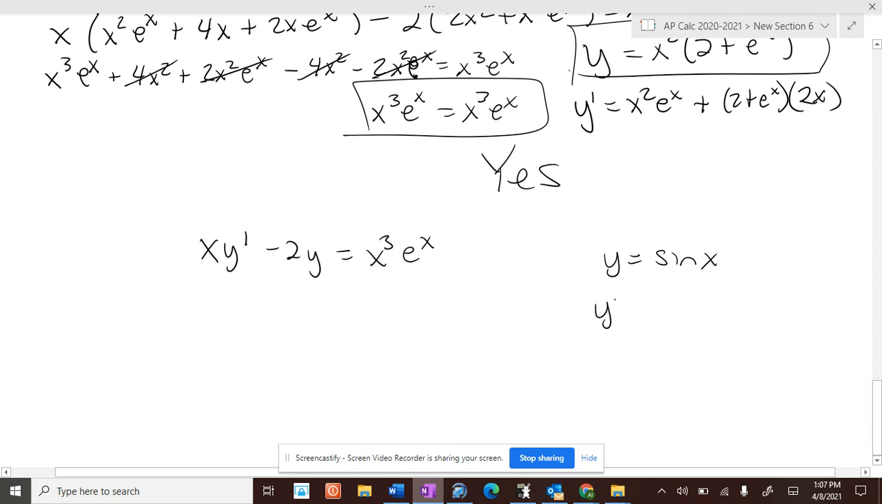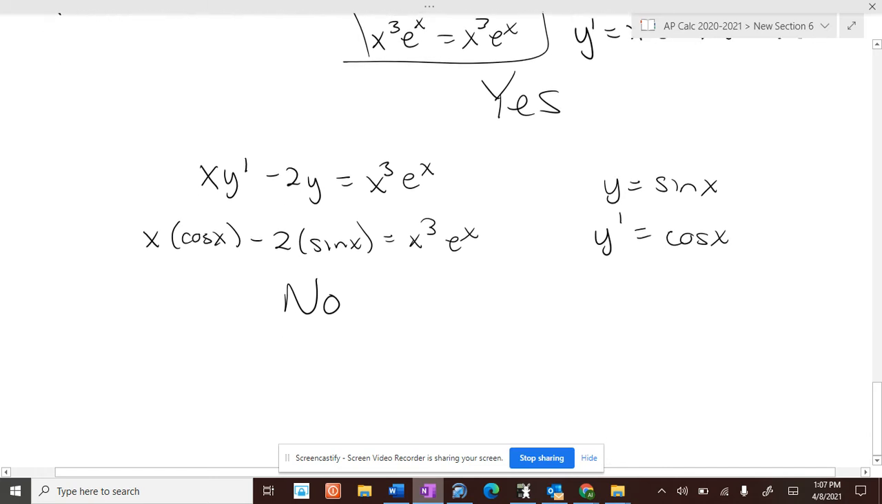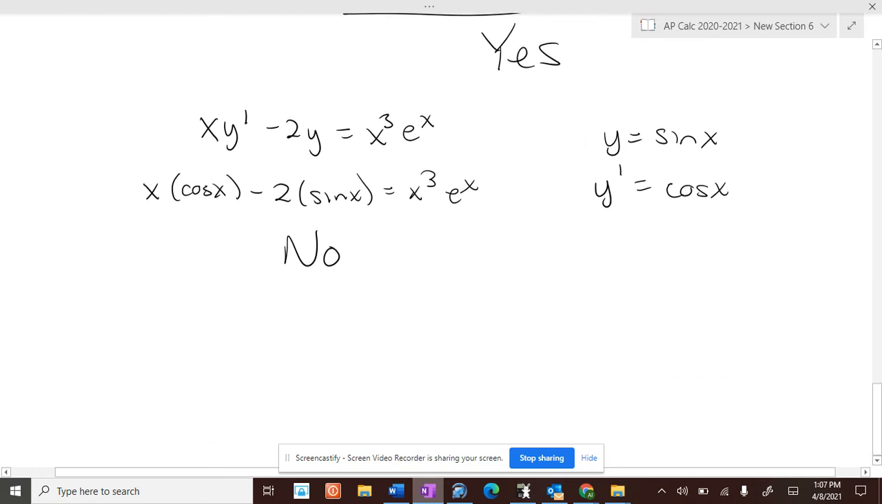So, what's the first derivative of sine of x? Regular cosine of x. Derivative, not integral. So, x times the cosine of x minus 2 times the sine of x. Is that equal to x cubed e to the x? Not even close. We're not even in the same ballpark there. Okay? So, well, that one was obvious.